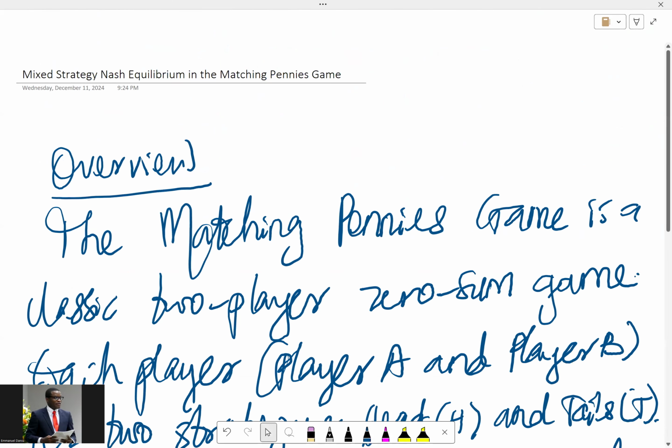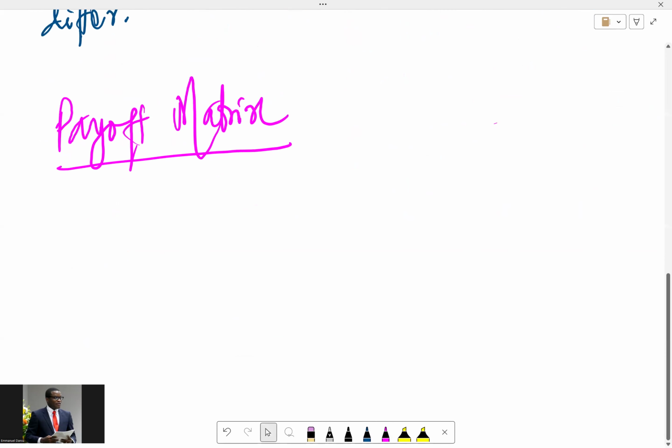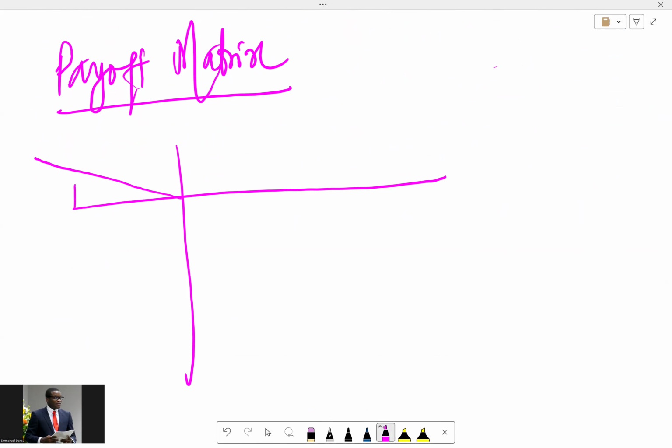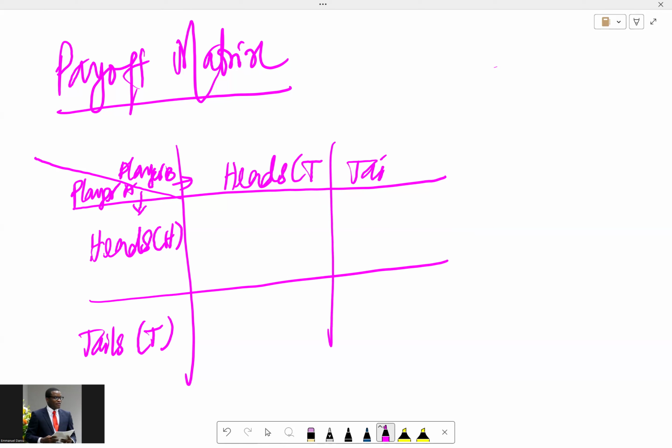Now let's see what the payoff matrix looks like in this case. We already know the rule of the game, so we can easily determine the payoff. As usual, you have player A down here, and up there we have player B. These are the strategies for player B, and these are the strategies for player A. For player A, we have heads H and tails T, and for player B, we also have heads H and tails T.